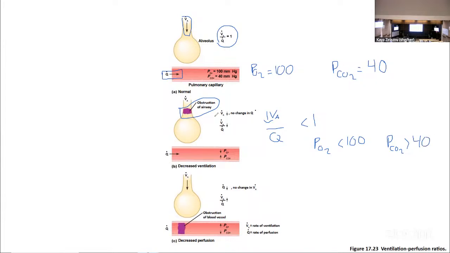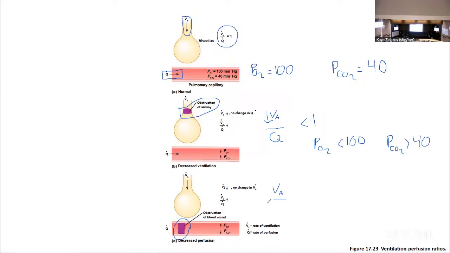But we might have a situation where instead we're dealing with some kind of clot in one of these pulmonary capillaries, say. So say we block the blood flow, we have decreased perfusion. We're going to leave our ventilation the same.